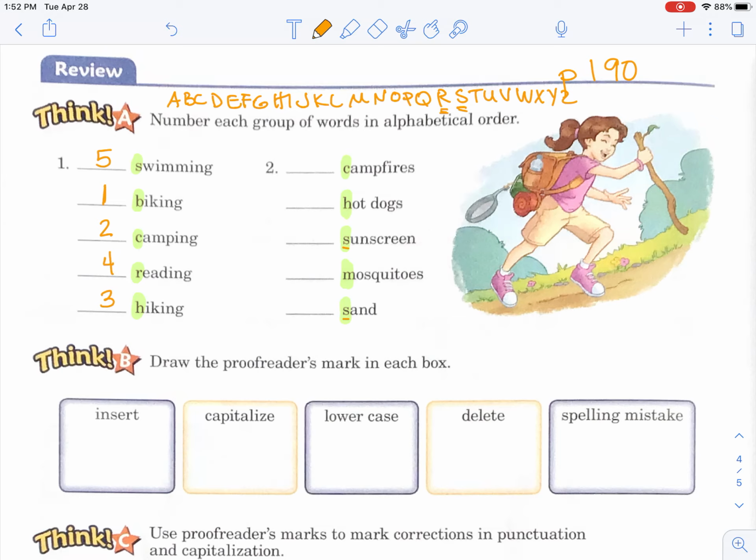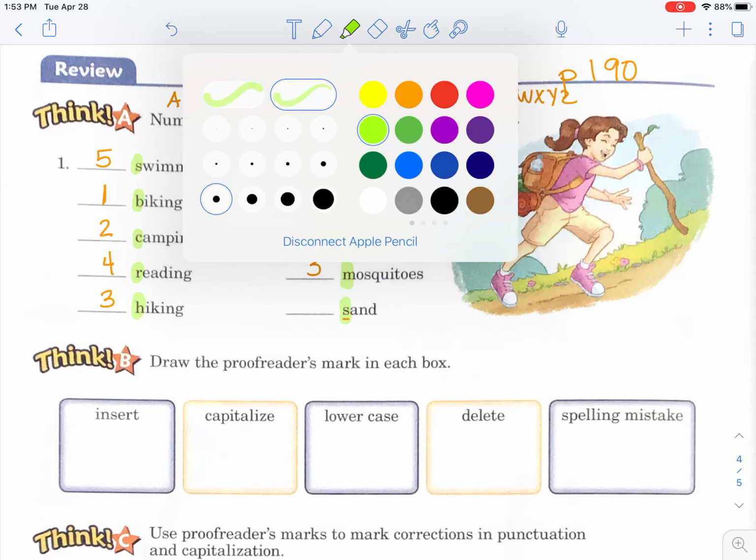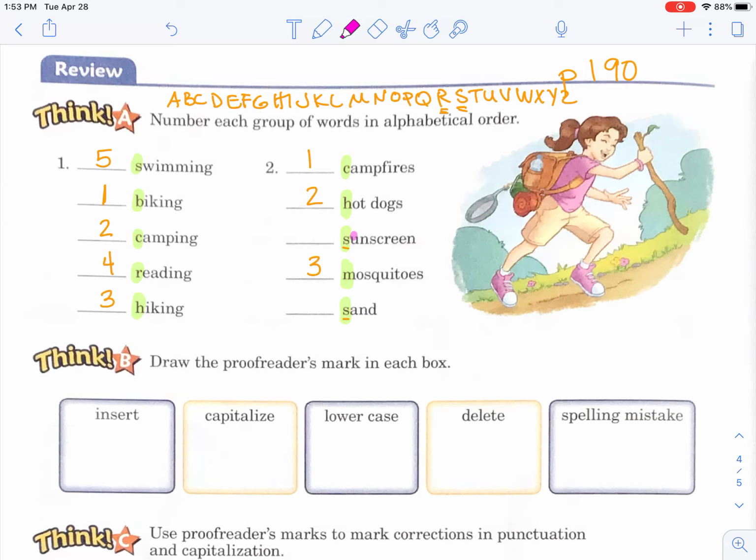A, B, C, I see C, campfire. D, E, F, G, H, hot dog. I, J, K, L, M, mosquito. N, O, P, Q, R, S. Okay, now we're at the S's. Now we look at the tiebreaker. Tiebreaker. So what comes first, S, U, or S, A?